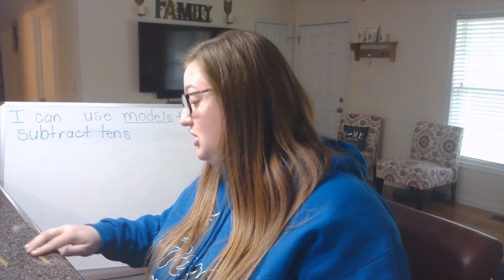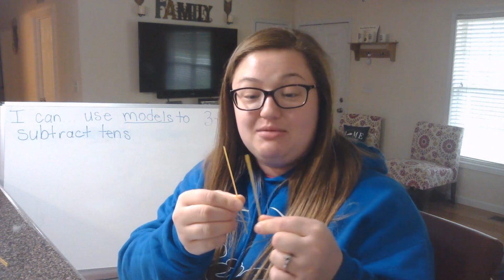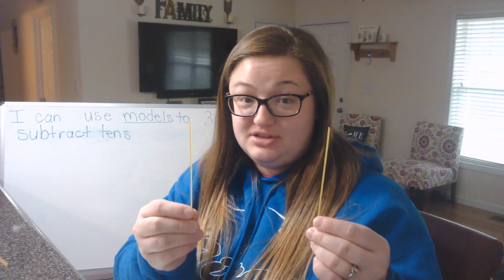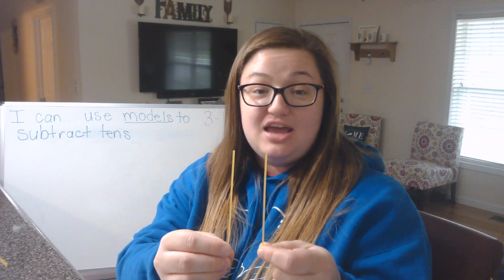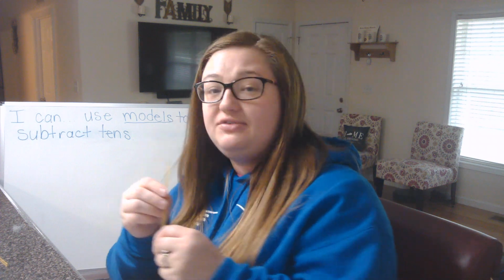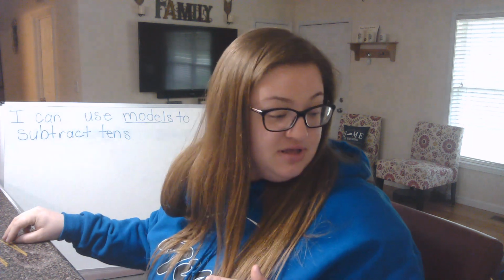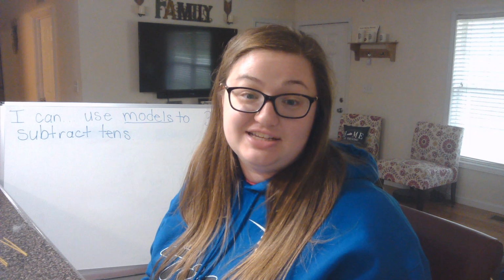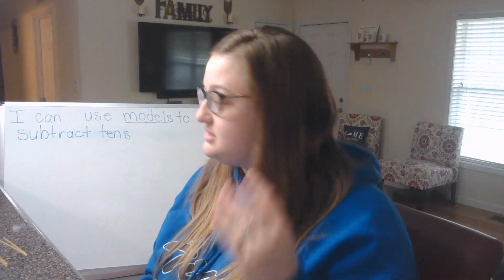One thing that you could use is spaghetti. So I took a piece of spaghetti and I broke it in half. And now I've got two 10 rods. So I know this is a 10 and this is a 10, and if I have them together, I would have 20. If you don't have spaghetti, pretzel sticks, pencils, crayons, anything that you can find that's straight so you guys have a visual representation of tens.